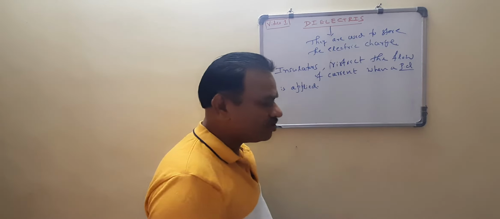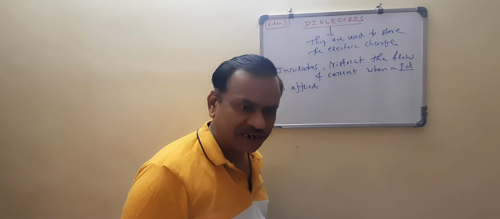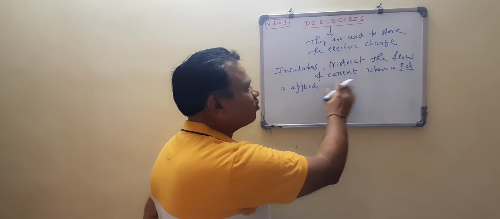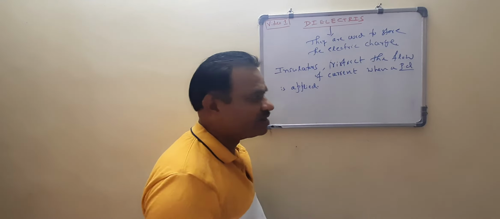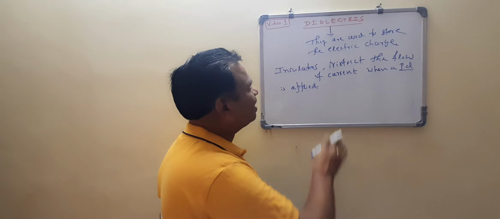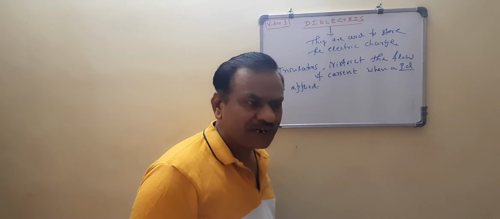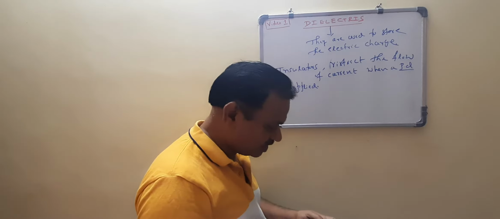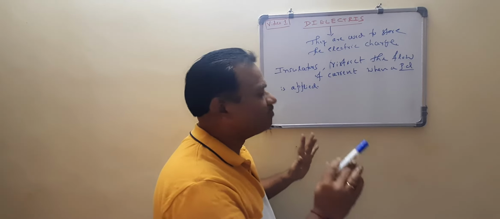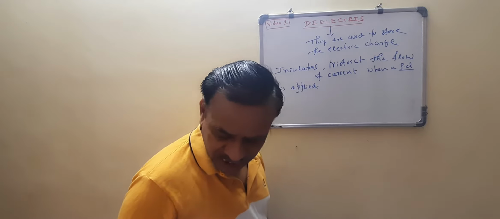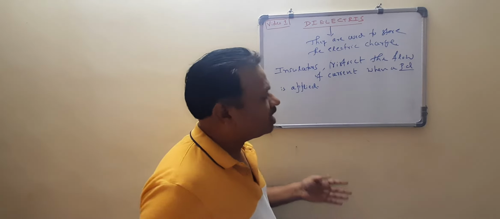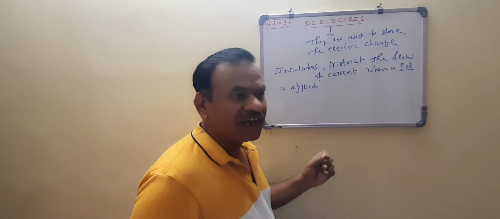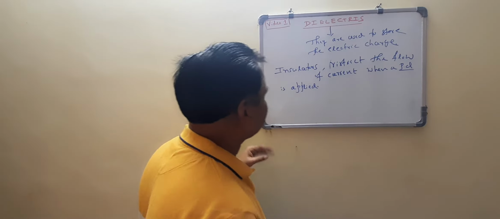Whenever insulators are used in any circuit, it restricts the flow of current when a potential difference is applied. Whereas the purpose of the dielectric material is to store the electric charge. It is a bank of electric charge, you can say that. In your mobile battery and also in the laptop battery, we are using dielectric materials.